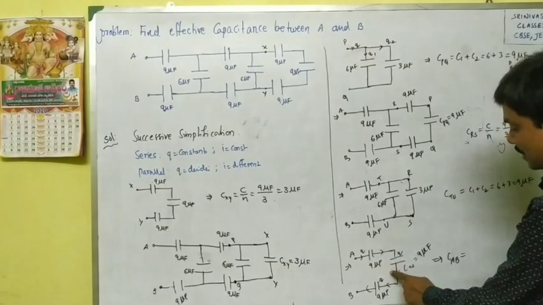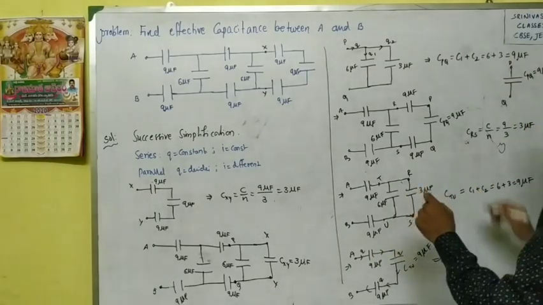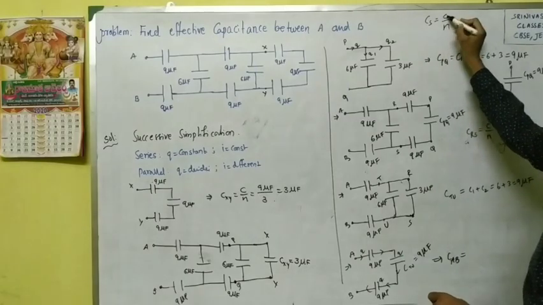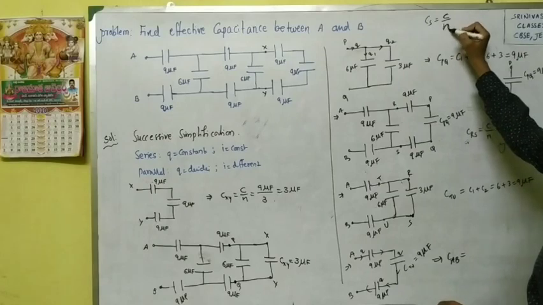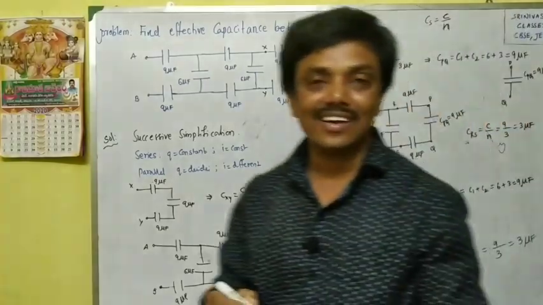There are three identical capacitors connected in series. If n identical capacitors each of capacitance C are connected in series, then effective capacitance is C by n. Then here also C by n. C is 9, n is 3. Answer is 3 microfarad. Okay, this is our solution.